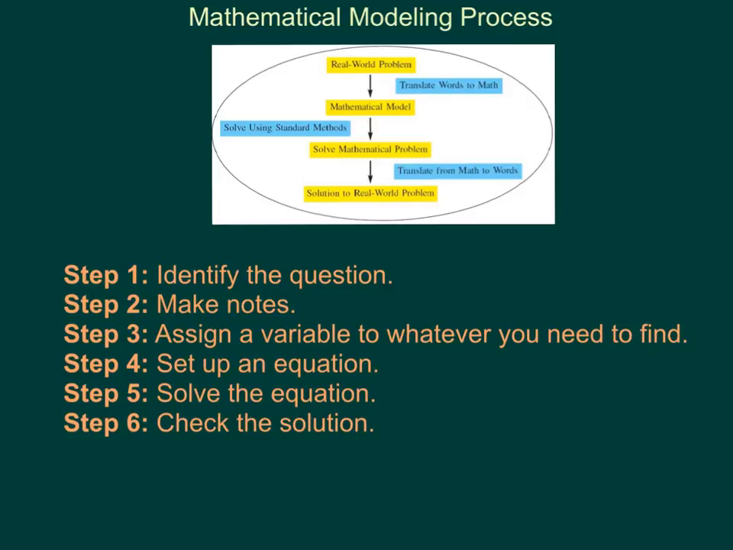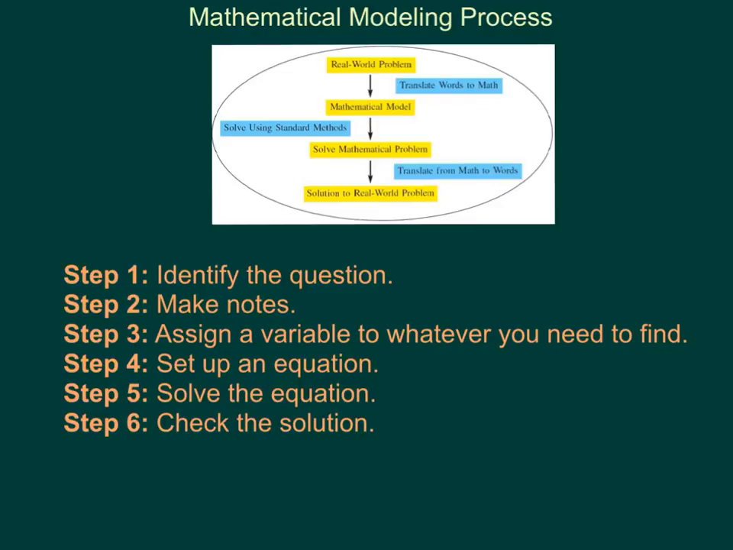The next thing you want to do is assign a variable to whatever you need to find. Now, this can be a little bit tricky because sometimes you might have multiple things you want to find. In that situation, you want to give the variable x, if you will, to the smallest quantity if you are able to identify that. Step 4, we want to set up an equation, get some equation we can work with, and then step 5, solve that equation.